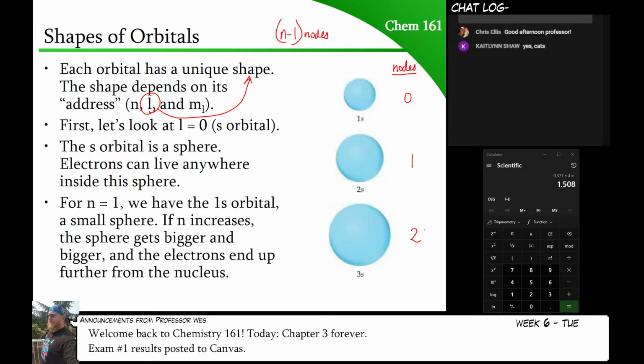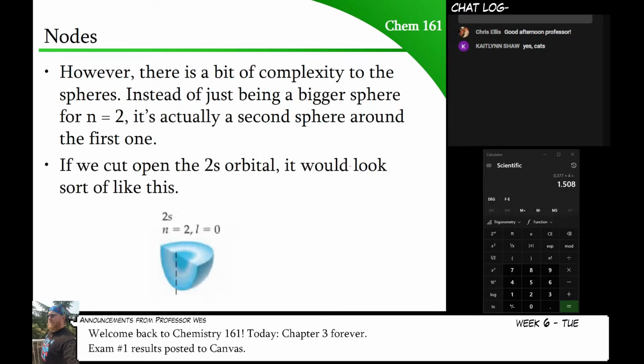So there must be nodes in these orbitals, right? Where are the nodes? Well, they're certainly not angular nodes, because we would see that. They must be radial nodes, which means that at some radius, so if this is my radius, there must be some distance from the radius where there's a node, and electrons are never allowed to be at the node. And so if we slice open the orbital, that's going to look like this.